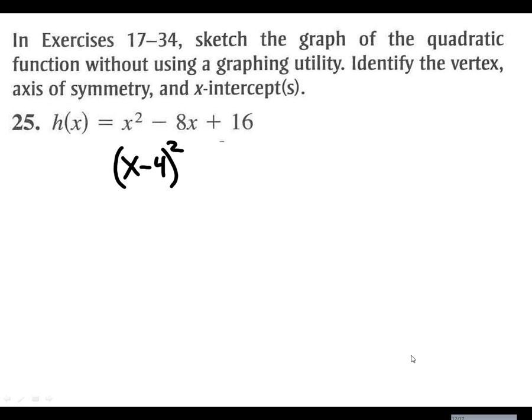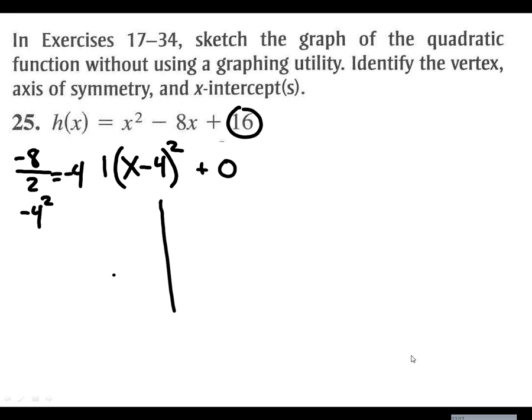If we took half of 8, negative 8, we'd get negative 4. And if we took negative 4 and squared it, we get back to 16. So we are good to go. The k on this one would be 0, and the a would be 1. Go ahead and graph this.